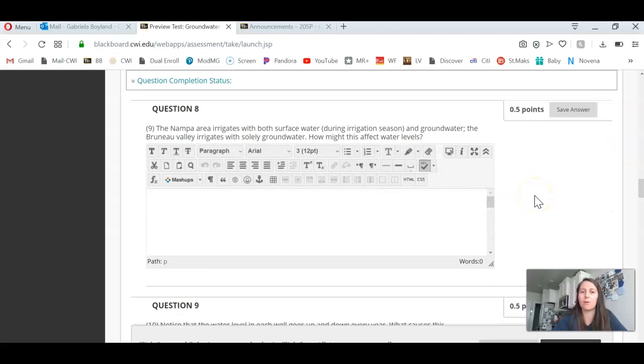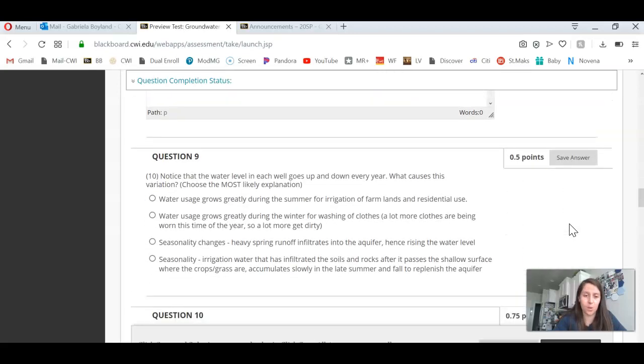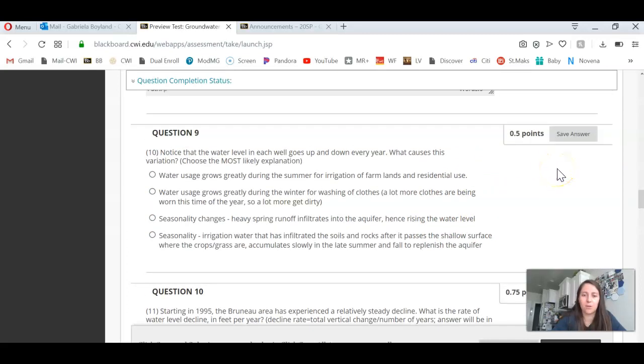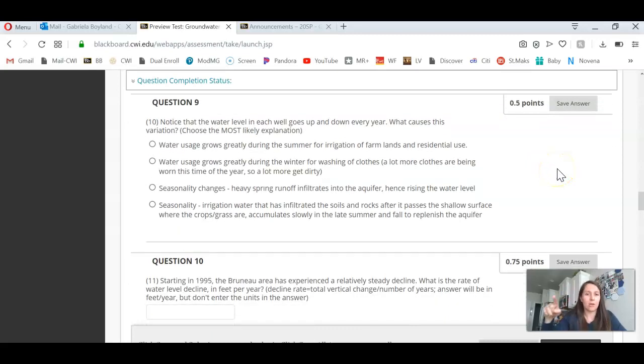Question 9 says the Nampa area irrigates with both surface water during the irrigation season and with groundwater. The Bruno Valley irrigates only with groundwater. So how will this affect the water levels? Or how is this affecting water levels based on those 2 graphs that you have? Okay. Question 10. Notice that the water level in each well goes up and down every year. So what causes this variation? And here I ask you to choose the most likely explanation, because all of these could potentially be influencing it, but what is the thing that really makes sense to go up and down every year in a cyclical manner?